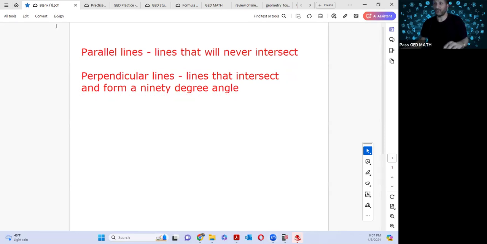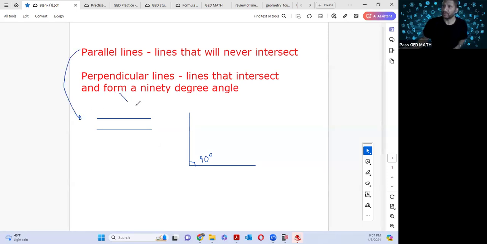So I'm going to try to draw two parallel lines. I don't know how good I'm going to be able to do it, but let's see. So two parallel lines are like that. They go on forever in both directions and they will never ever cross. Okay. A perpendicular line is a line that will cross, but what's important is they form a 90-degree angle. So this is parallel, this is perpendicular. And that's very important for you to know.